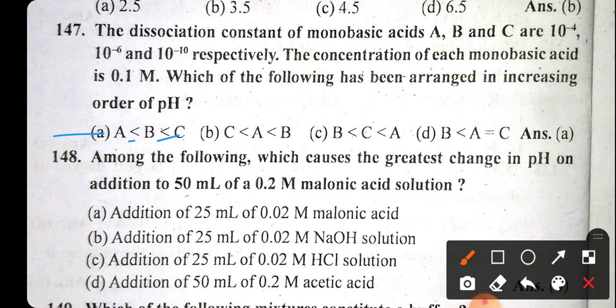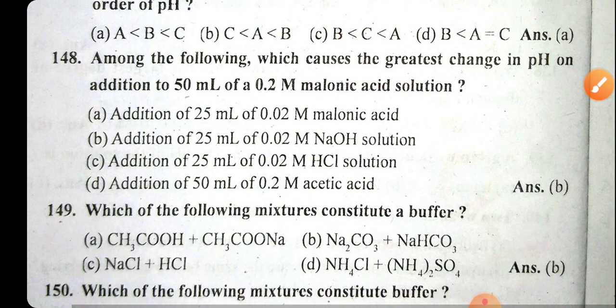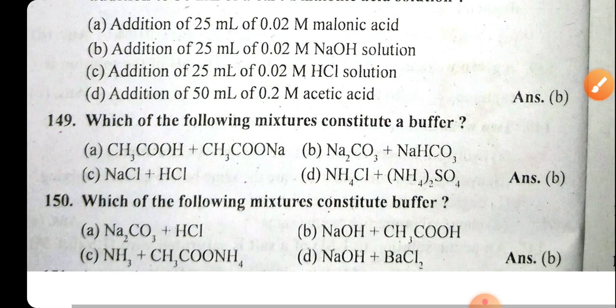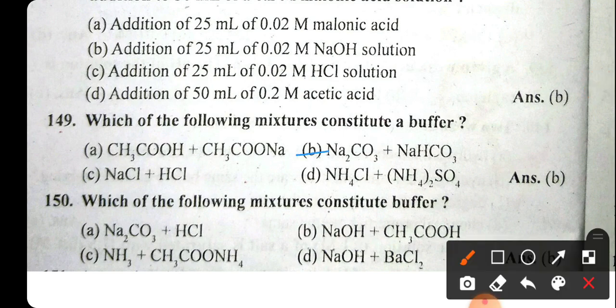Okay. Now the next question, the third last question, is among the following which causes the greatest change in pH on addition to 50 ml of a 0.2 M malonic acid solution? That is option number B, addition of 50 ml of 0.2 M NaOH solution will be the right answer. Now the second last question is which of the following mixtures constitute a buffer? That is option number B, that is Na2CO3 plus NaHCO3.